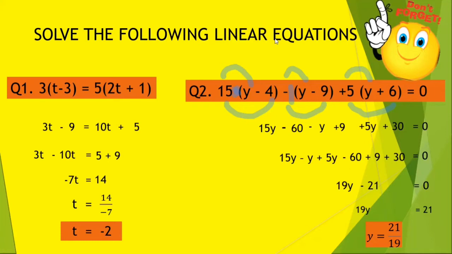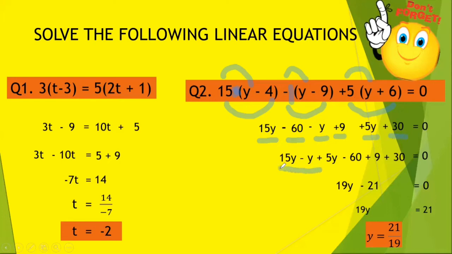Let us see what did we do. So 15 into y, we got 15y. 15 into minus 4 was minus 60. Minus 1 into y was minus y. Minus 1 into minus 9 is plus 9. 5 into y was 5y. 5 into 6 was 30.